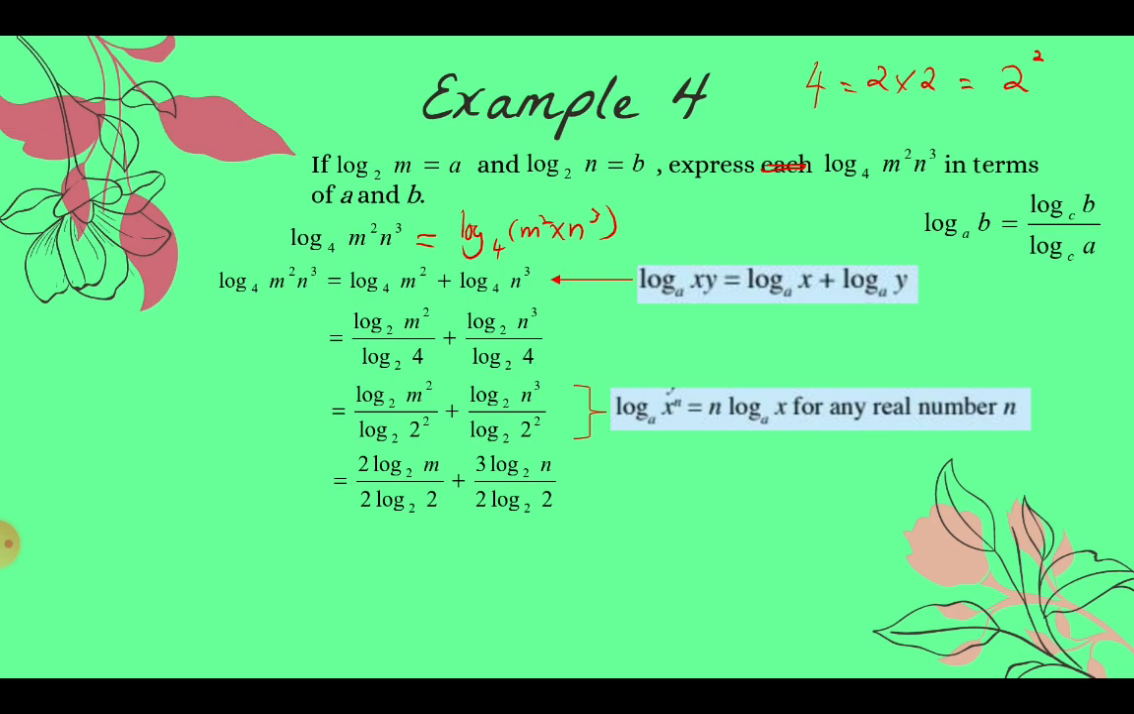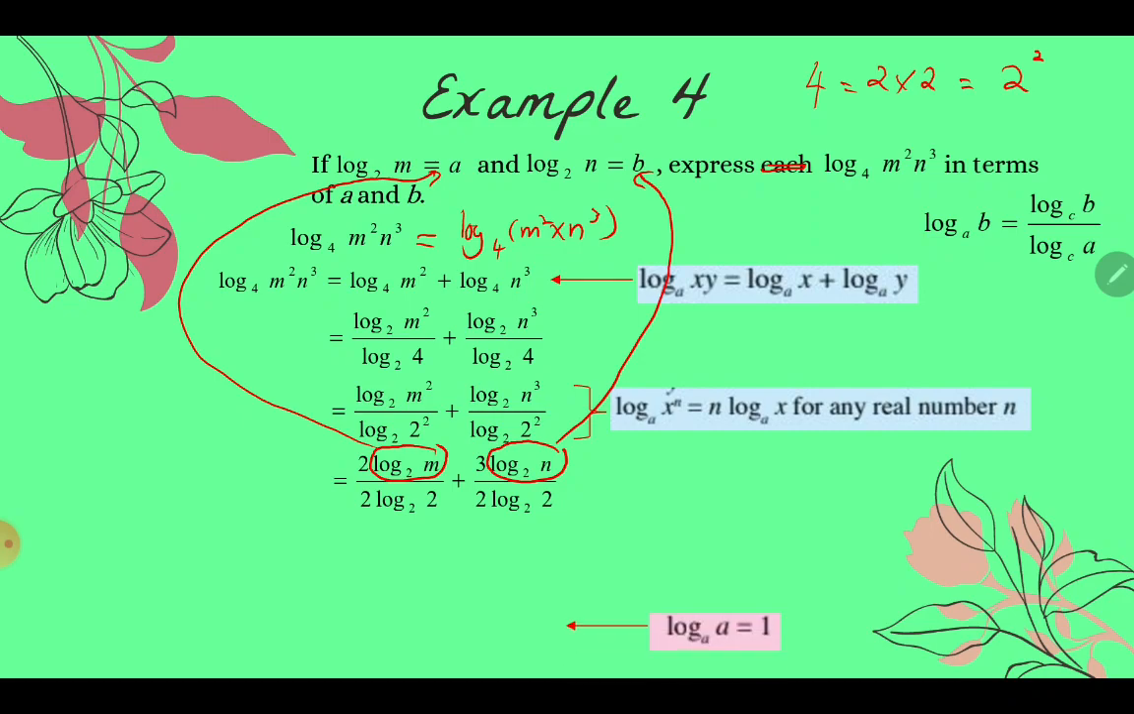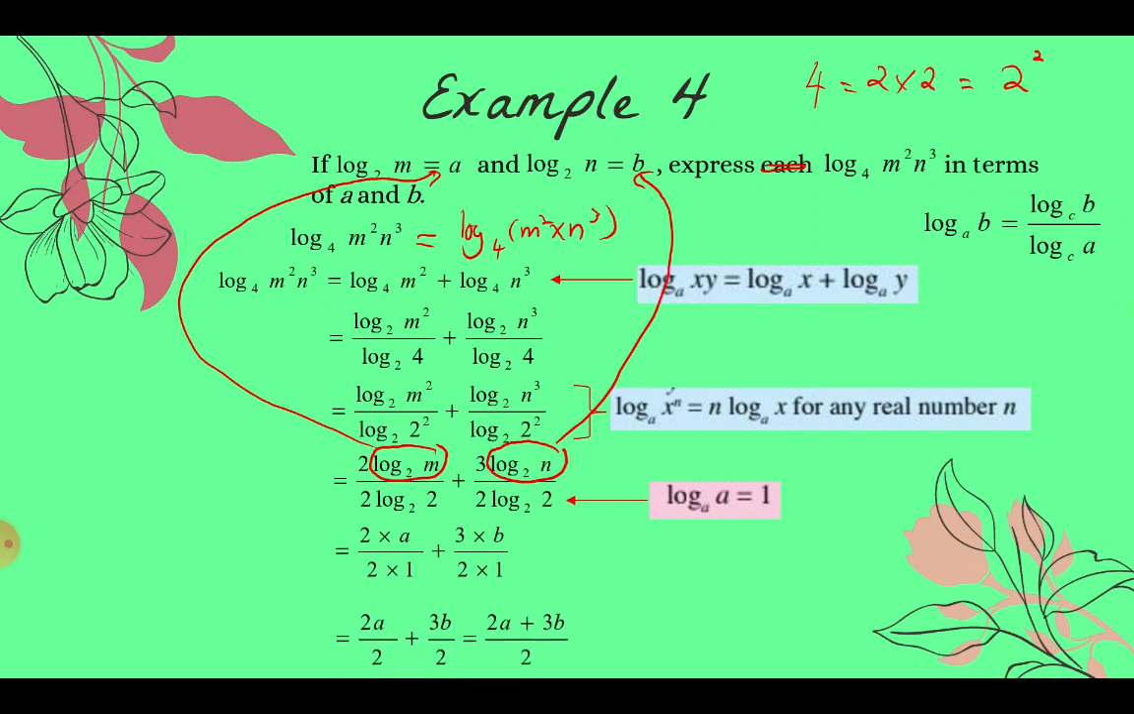So what is log m base 2? Log m base 2 is actually equal to a. What is log n base 2? Log n base 2 is actually b. And then we can see this is log 2 base 2, so log 2 base 2 is equal to 1. So now we substitute the values of log m base 2 and log n base 2. So we will have (2a + 3b) over 2. So that is our final answer. Okay, easy, right?